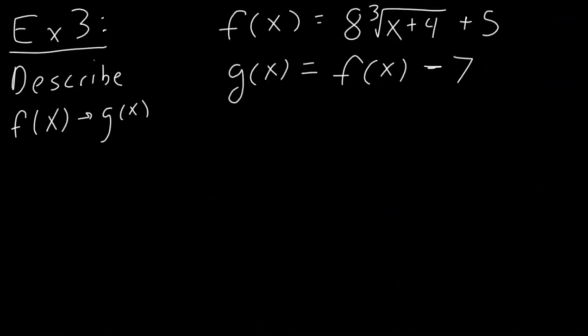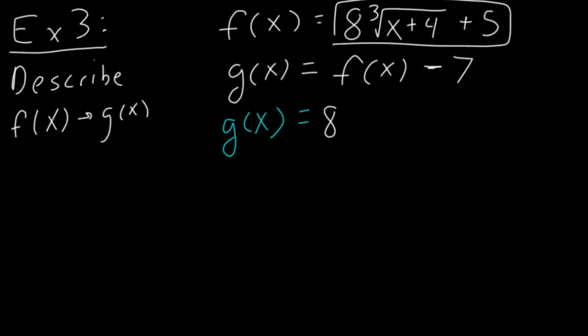Okay, looking at example 3, we have the same type of problem where we want to describe f of x to g of x, and notice our f of x function is a whole lot more complicated this time around. We have f of x equals 8 cubic roots of x plus 4, plus 5, and our g of x is equal to f of x minus 7. So let's go ahead and get started. We have g of x equals, and shifting back to white to represent this f of x, what is f of x? Well, it's this entire function, 8 cubic roots of x plus 4, plus 5.